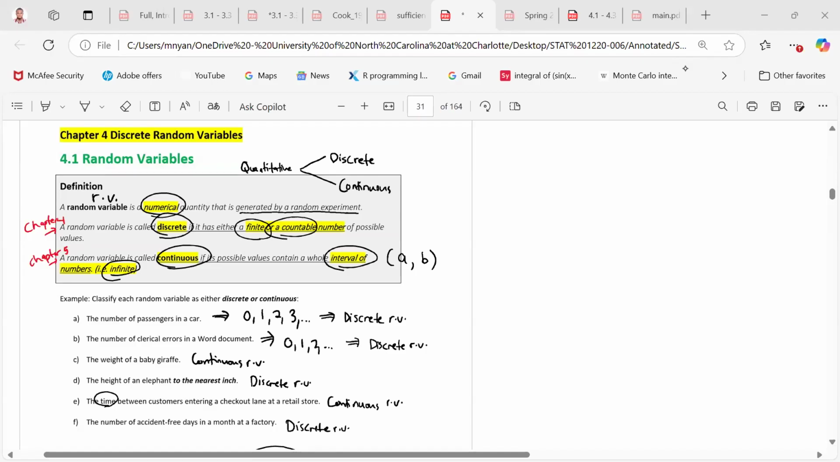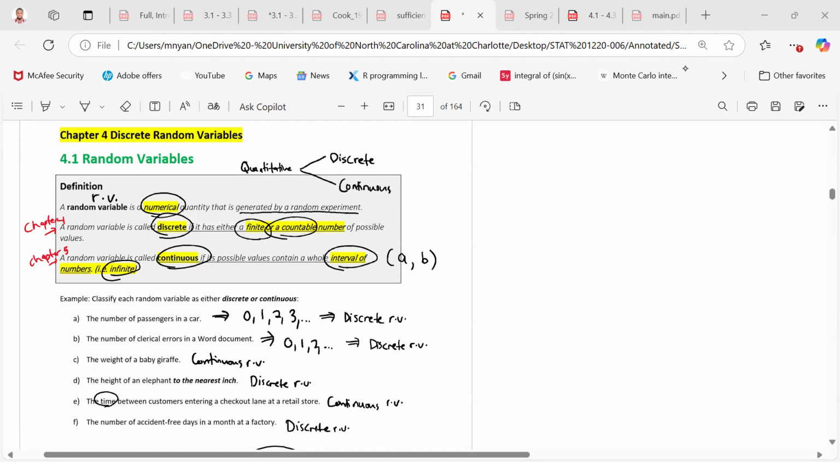So today we are on chapter 4, that is discrete random variables. With section 4.1, we will talk about random variables, what we mean by a random variable, and we'll get to know discrete random variables and what the continuous random variables are. But before then, we have to know what we mean by a random variable.